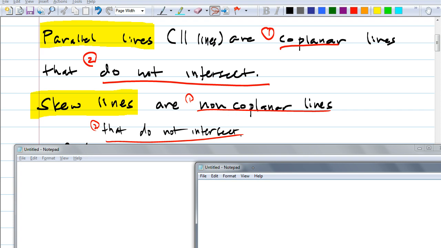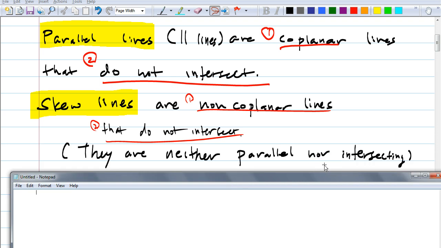So do you see the difference between parallel lines versus skew lines? What is the difference between these? One of them, they are in the same plane. The other, they're not in the same plane. So you could say something like, skew lines are lines that are neither parallel nor intersecting. That's another way of saying this.